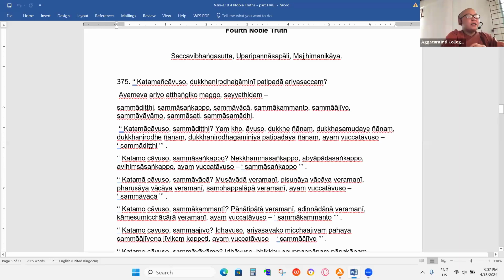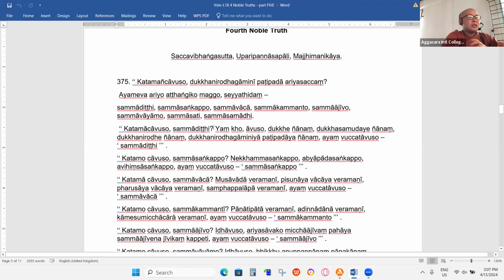Okay, what is the path leading to the cessation of suffering? It is the Noble Eightfold Path. Arya is Noble Eightfold Path: Samma Ditthi, Samma Sankappo, Samma Vacha, Samma Kammanto, Samma Ajivo, Samma Vayamo, Samma Sati, Samma Samadhi. Now the first one is right view.